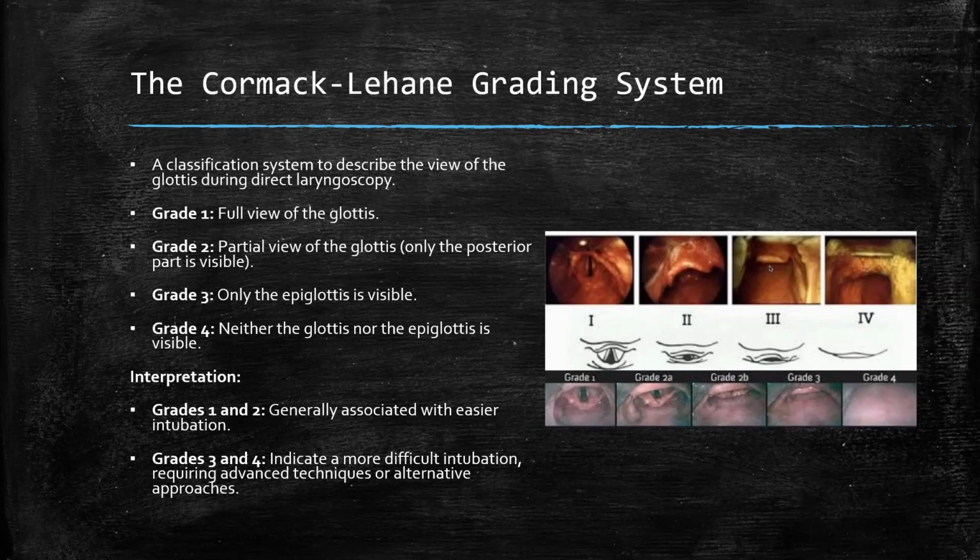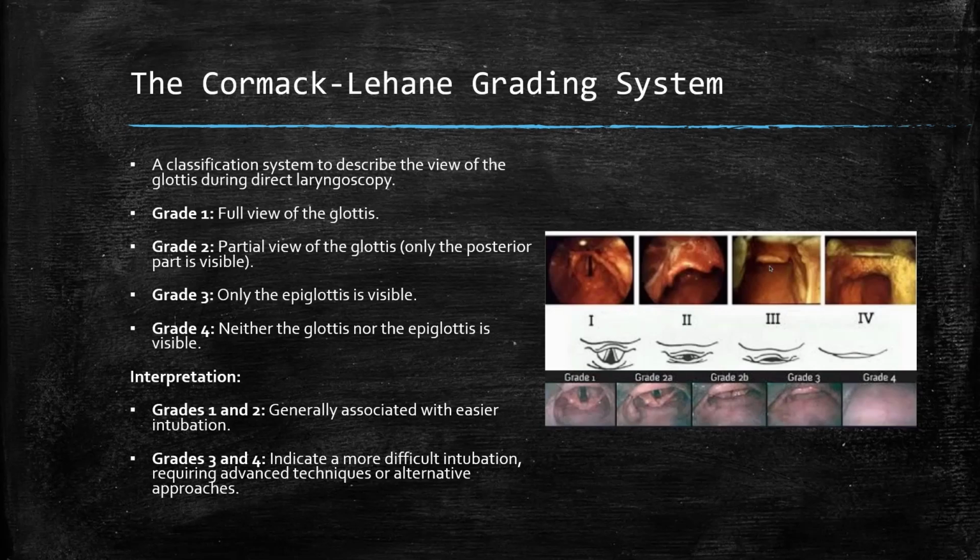Here's a breakdown of how it works. Grade 1. This is the best-case scenario. You get a full, clear view of the glottis, including the vocal cords. Intubation here is typically straightforward, and you can usually proceed with standard direct laryngoscopy without complications.